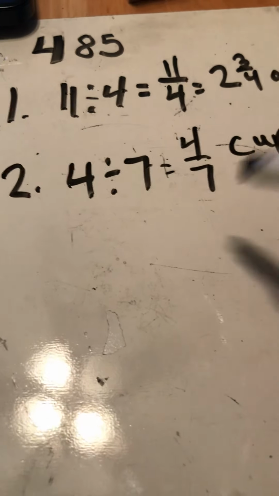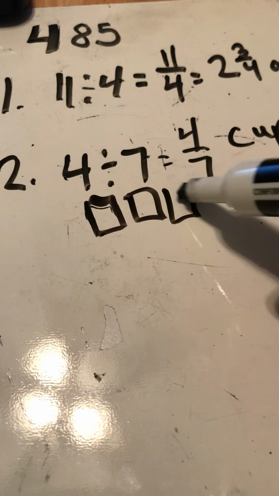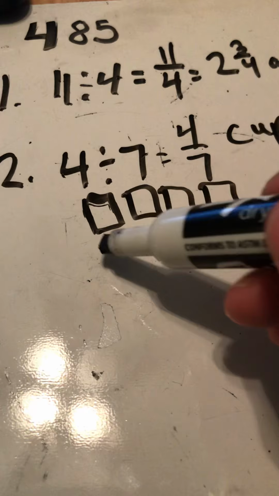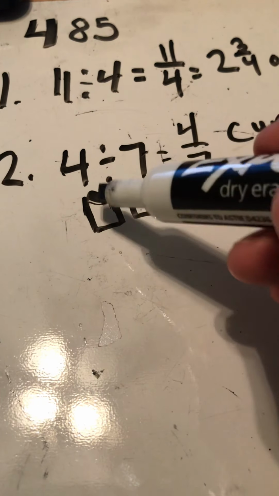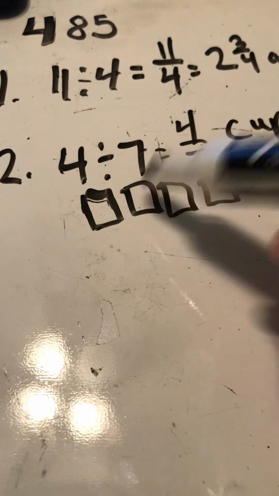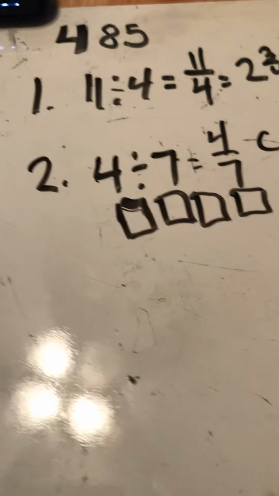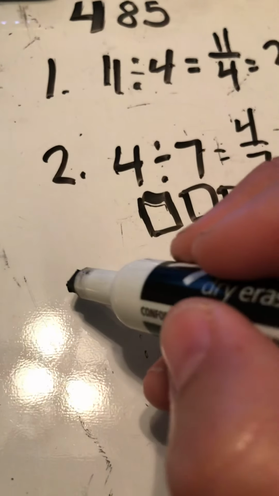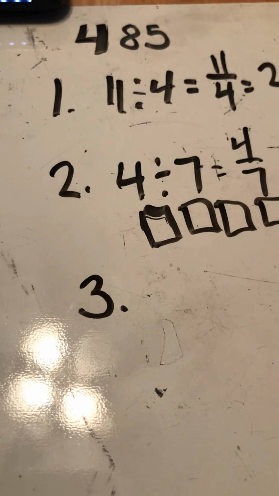And you could draw this out. You could be like, here's my 4 cups. If I broke these each into 7 pieces, right? Someone would get one of those, one of those, one of those, and one of those, which would be 4/7. And you could do that. Draw it out. Break it up into 7 pieces. It's good practice.